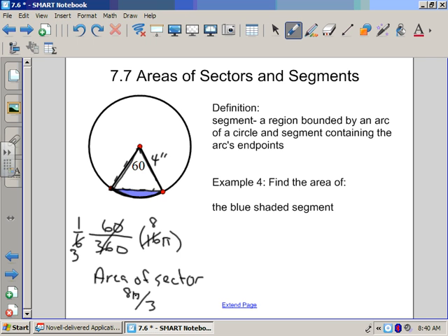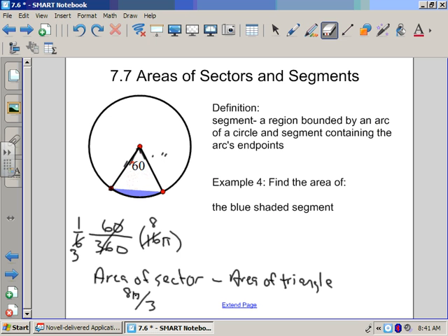But I can't do just the area of the sector. I have to subtract from that. Let's get a different color besides blue. I have to subtract the area of the triangle. Okay, how do I find the area of the triangle?